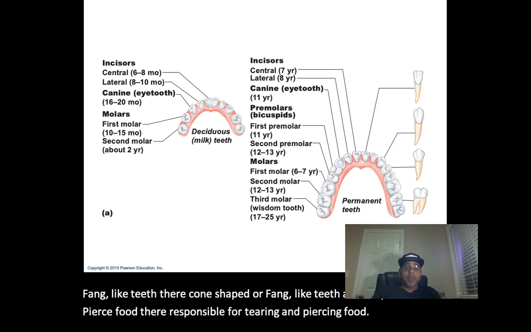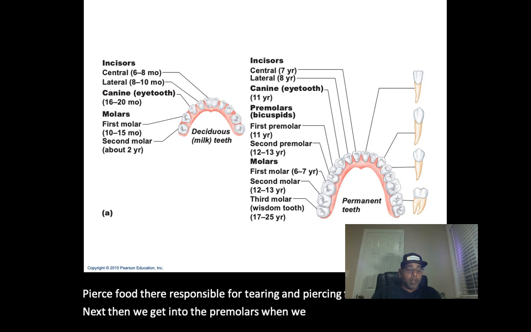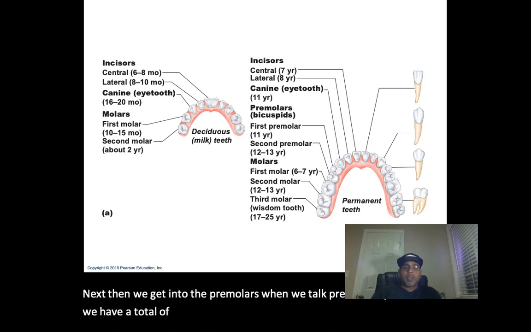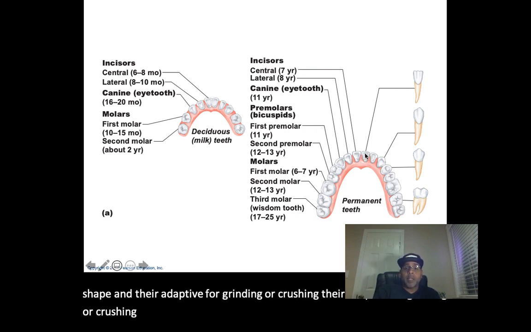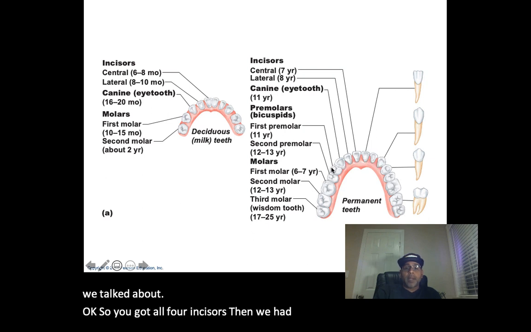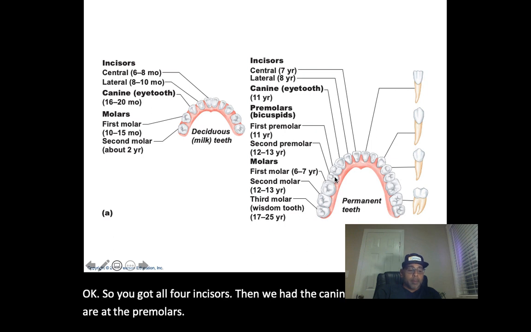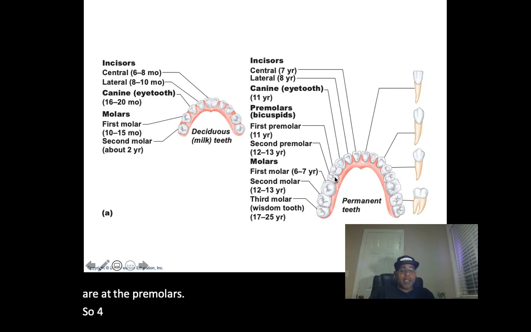Next, we get into the premolars. When we talk premolars, we have a total of 4. Premolars are bicuspid in shape, and they're adapted for grinding or crushing. And here you can appreciate the incisors we went through and talked about. So we got all 4 incisors, then we had the canines, and now here we are at the premolars. So 4 premolars, they're bicuspid in shape, they're good for grinding or crushing food.